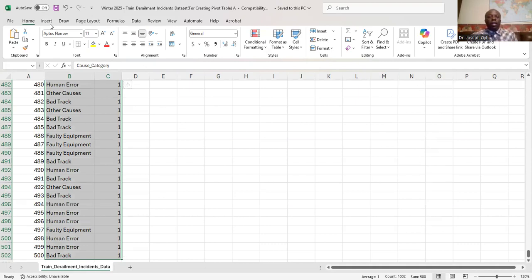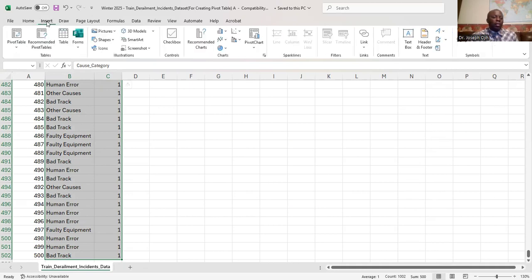Then you can say insert. Can you see my cursor at the top, guys? Yes. Okay. Say insert, choose pivot table from the table range.